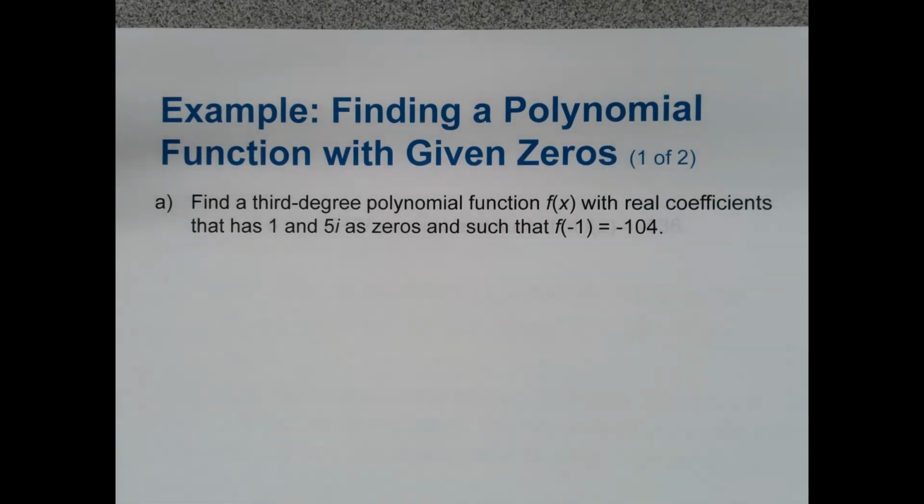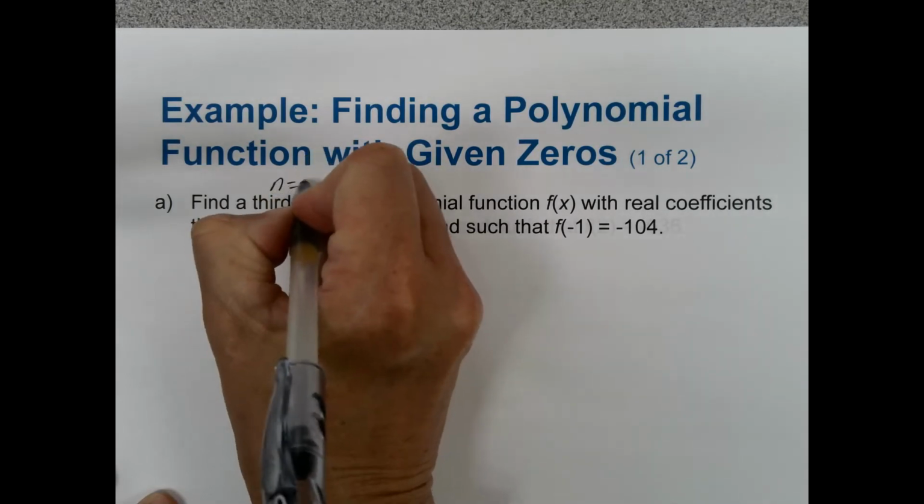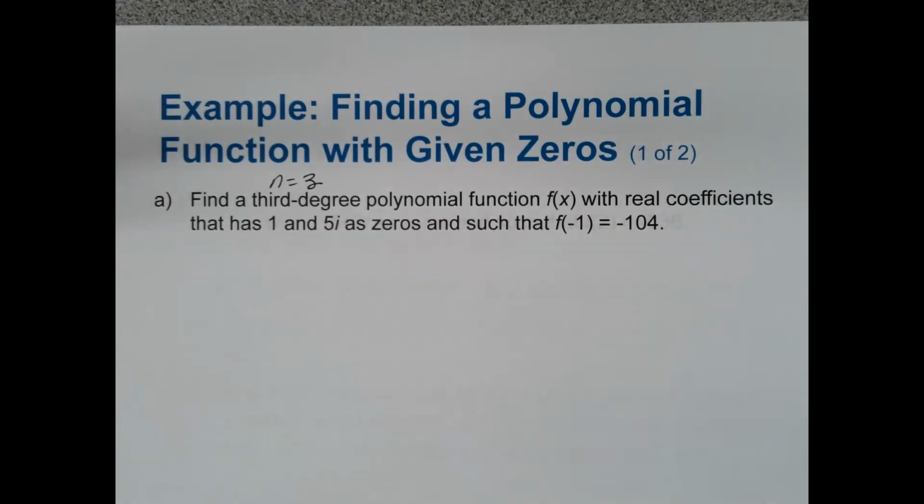Okay. So this one is a good example. It shows all the pieces put together from what we did in section 3.3 and now in 3.4. It says find a third degree polynomial function f of x with real coefficients that has 1 and 5i as zeros, such that f of -1 equals -104. So that's a whole lot of words on there. What do we know? It's going to be a third degree polynomial. That tells us that our n is 3.